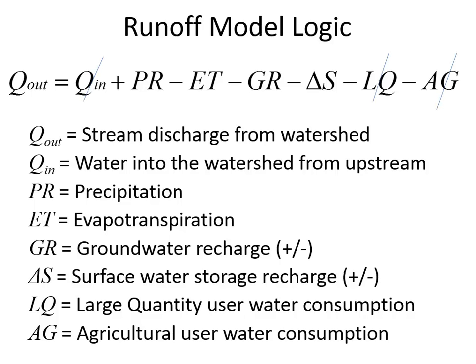Agricultural water consumption is also zero. And so, simplified, for this watershed there was no flow rate in, large quantity users are neglected, agricultural water users are neglected, and then over the long term, remember that we can cancel out groundwater recharge and surface storage change. And so really what we're saying is that outflow is equal to precipitation minus evaporation. And so that's the model for this watershed.